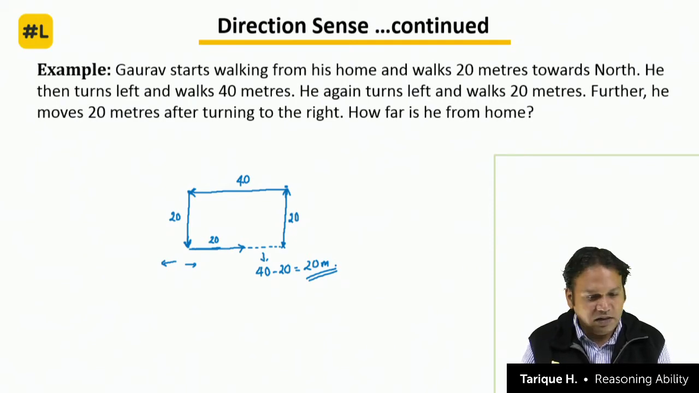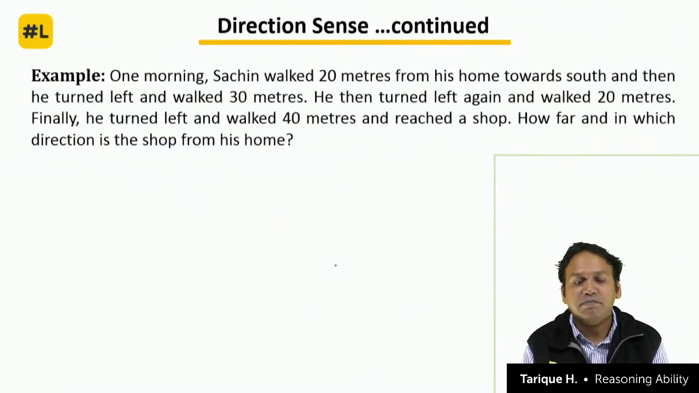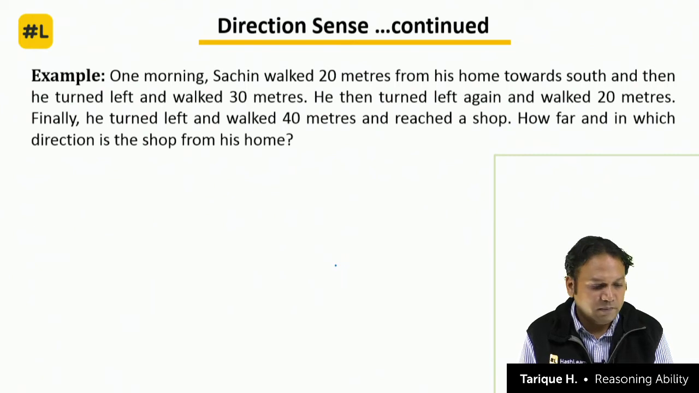Okay. So let's see the next question. One morning, Sachin walked 20 meters from his home towards south, and then he turned left and walked 30 meters. He then turned left again and walked 20 meters. Finally, he turned left and walked 40 meters and reached a shop. How far and in which direction is the shop from his home?